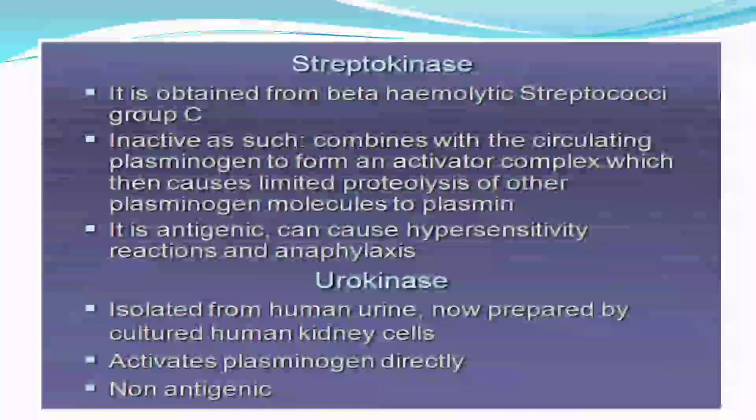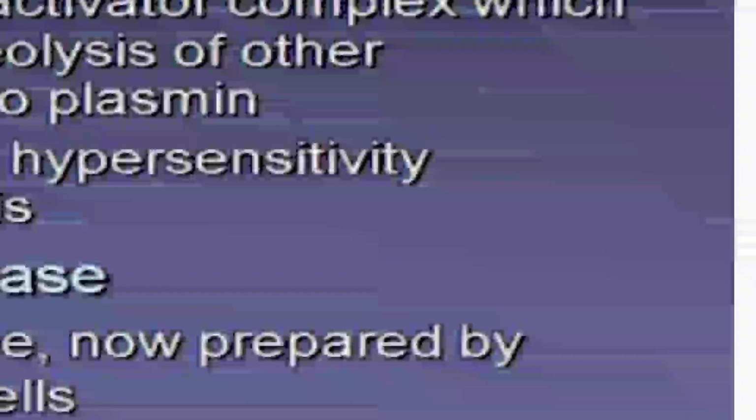Then again, another enzyme which can directly activate plasminogen is called urokinase. This urokinase is isolated from human urine and is now prepared by culturing human kidney cells. Okay, so maybe an MCQ asks that urokinase is isolated from cultured human kidney cells, and it activates plasminogen directly and is non-antigenic.